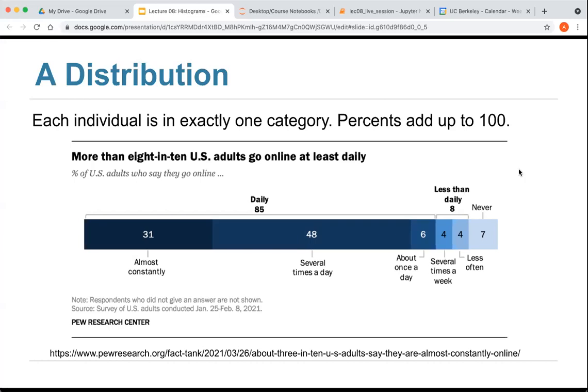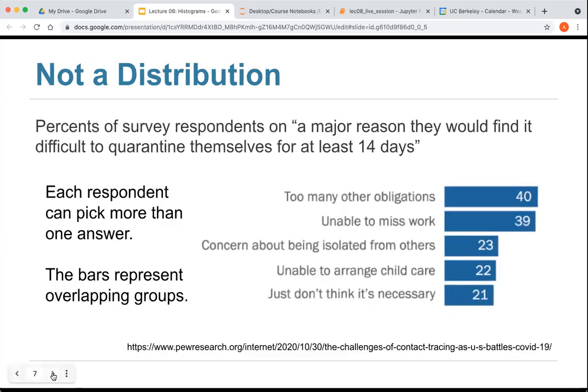All right, so here is something that looks very similar. It's also a bar chart, but it's not a distribution. So this is also a survey. No, sorry, this is not the parent survey. This is the survey on people quarantining themselves for COVID. So there were a bunch of people who said, I'm not going to quarantine myself. And they were surveyed and they were asked why. They were asked about reasons that they would not quarantine. And so you have the reasons and the percents who gave those reasons.